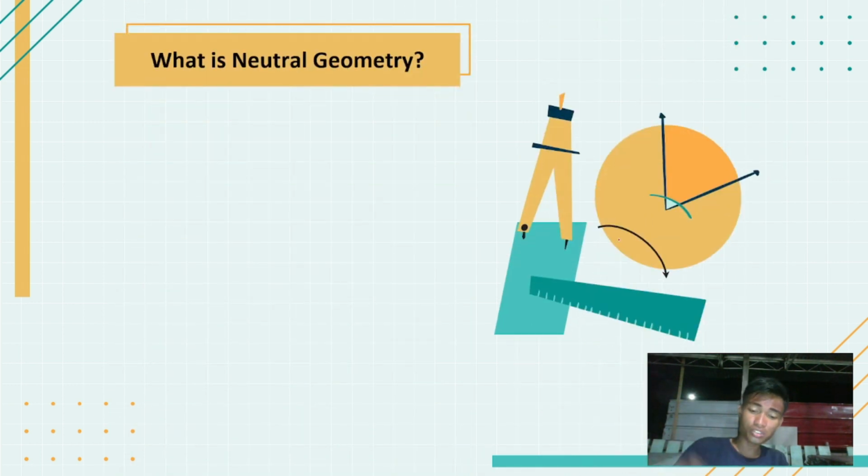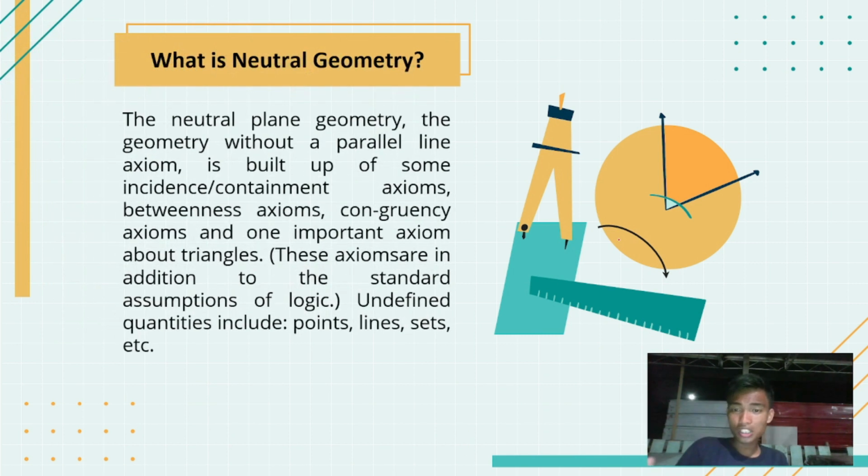What is neutral geometry? The neutral plane geometry is the geometry without the parallel line axiom. The parallel line axiom belongs to Euclidean geometry. It is built up of incidence, containment, betweenness axioms, congruence axioms, and one important axiom about triangles. These axioms are in addition to the standard assumptions of logic. Undefined quantities include points, lines, sets, etc.